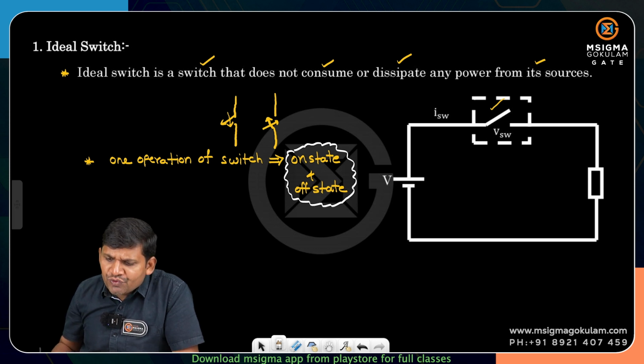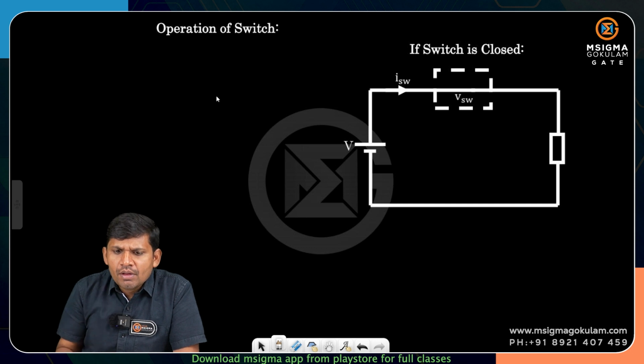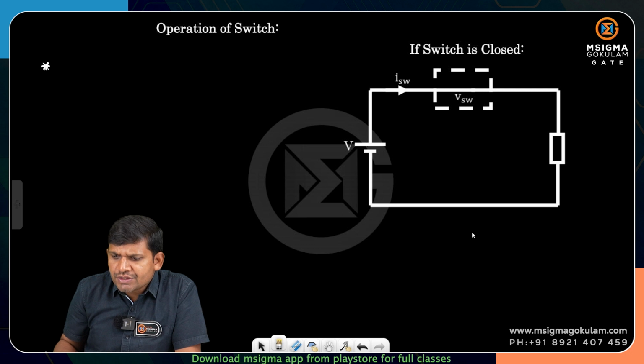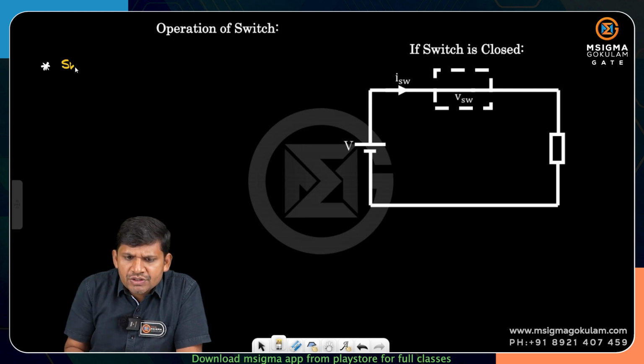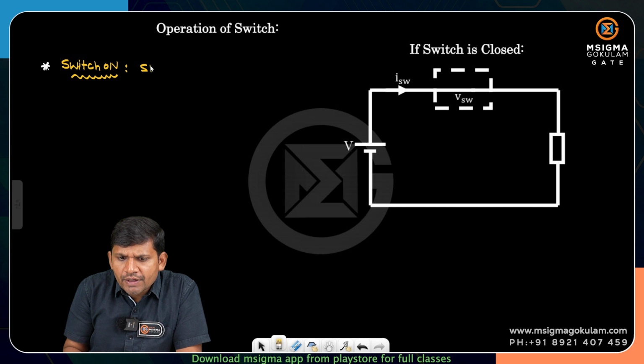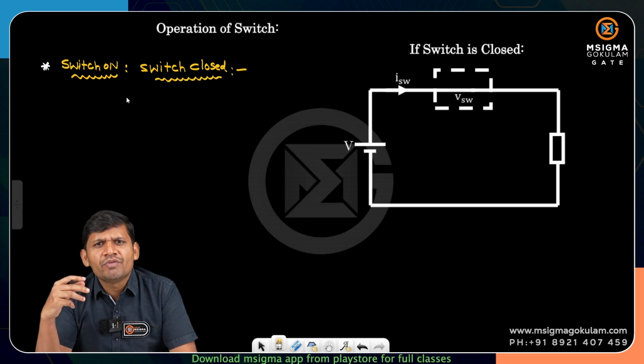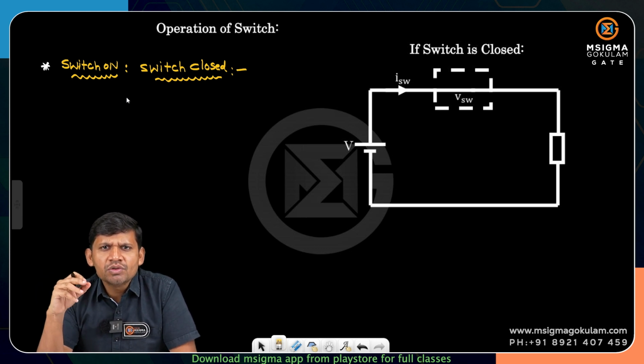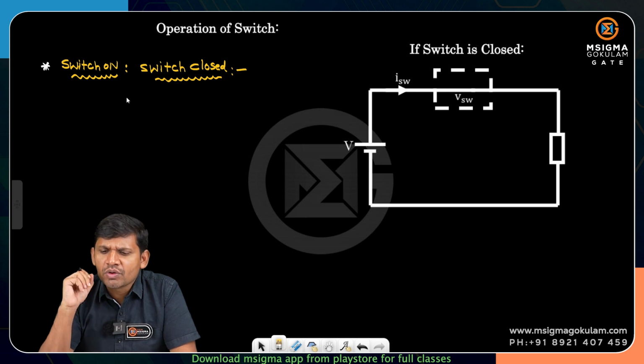Now we'll see, if the switch is on, what are the observations? Operation of switch: if the switch is on, it means the switch is closed. That is, switch closed, students. Very important observations you can expect from a competitive point of view. Based on these types of devices or switches, questions have already been framed from the GATE, ESE and PSU point of view also. That's why you have to concentrate on whatever observations I am giving.